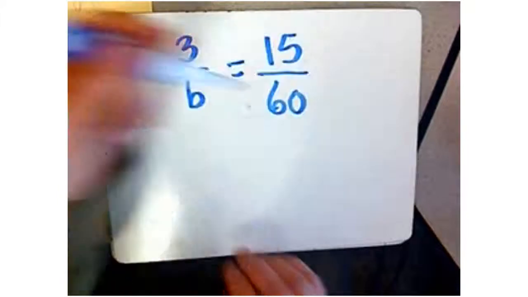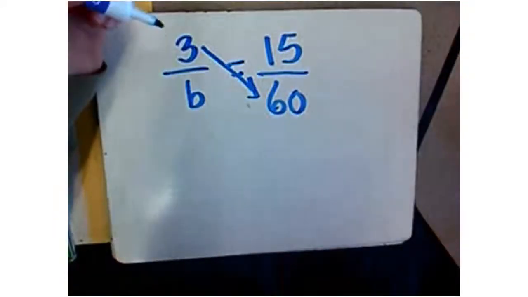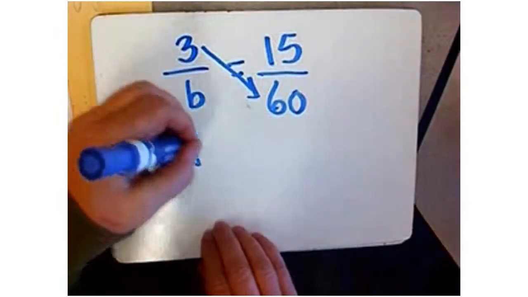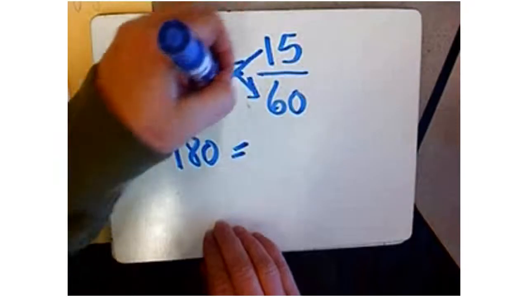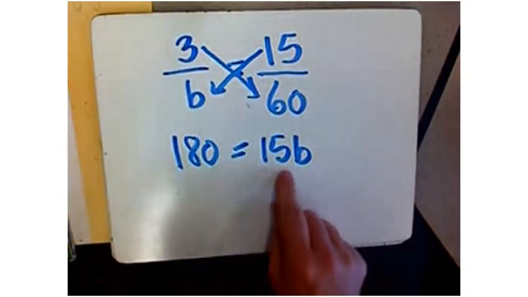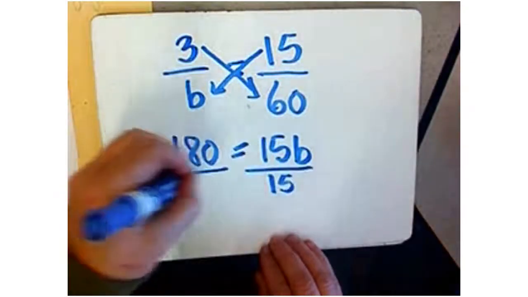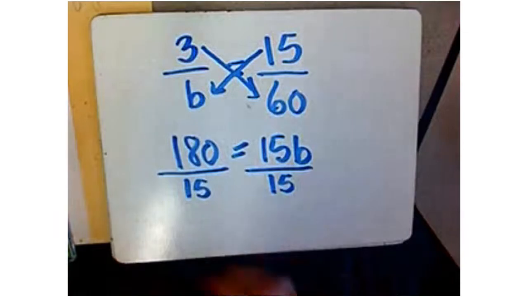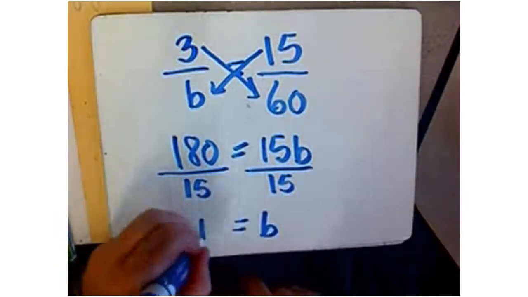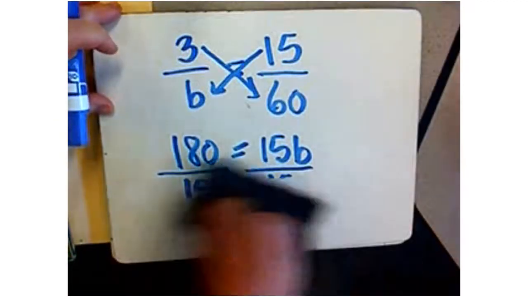So you set it up. You multiply your extremes, your outsides in Braille, 3 times 60. Numerator times denominator in print. That would be 180. That equals 15 times b, which is 15b. How do you get b by itself? If it's being multiplied, we need to undo it with division. And 180, we're going to divide by 15 on both sides, and 180 divided by 15, b equals 12. Pretty basic to find just a variable by itself.